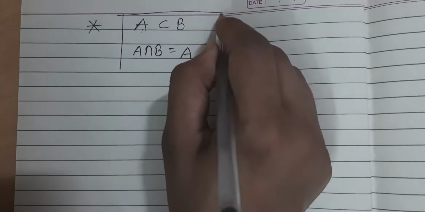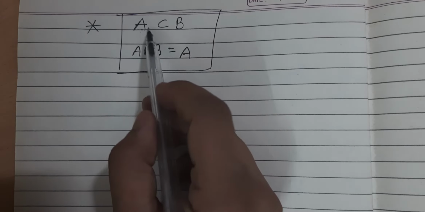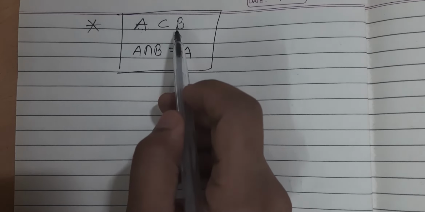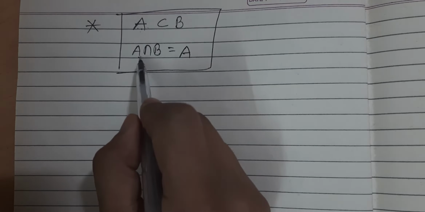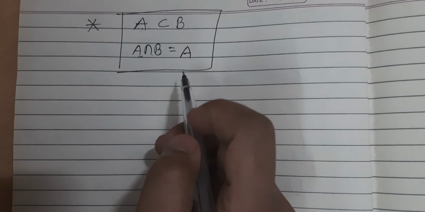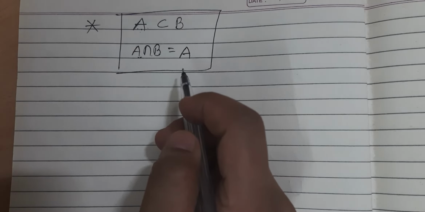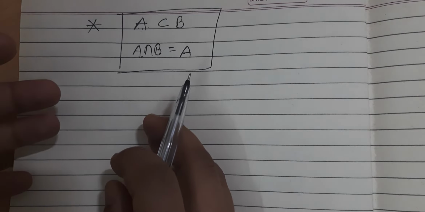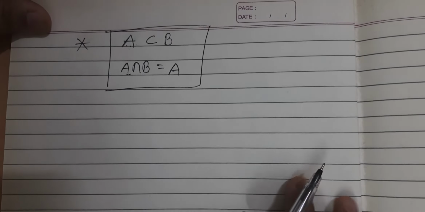This result is very important because all the elements of set A are in B. Set A is in set B. That is why the intersection of A and B is A. After this intersection we will discuss the Venn diagram. From the Venn diagram also we will explain the meaning of union and intersection, and you will understand it better by using the Venn diagram.